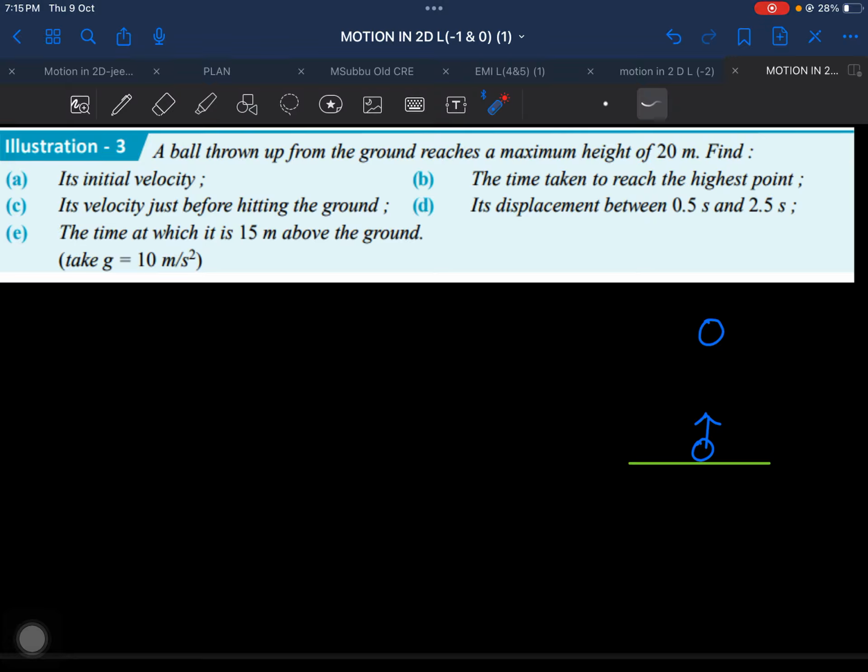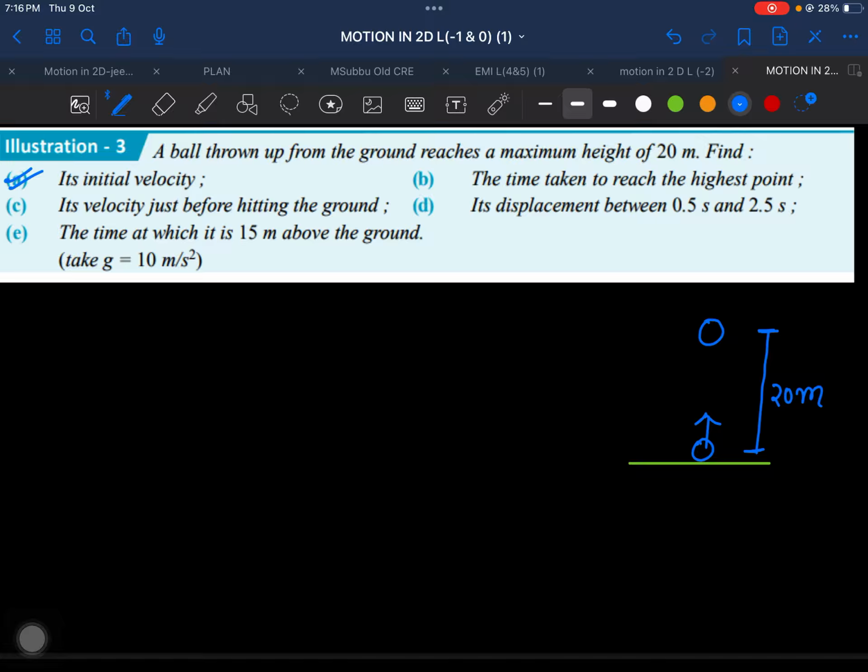So this ball is going upward. Clear? And at maximum height its velocity will be 0. So the maximum height is given in the question. Okay, so yes, the ball has reached a maximum height of 20 meter. H max is given. Okay, so you have to find the initial velocity.